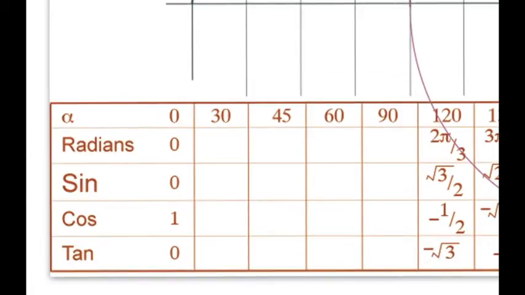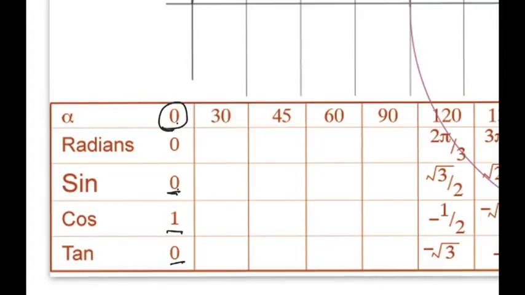Now we're down at the bottom, and let's take a minute and write these numbers in. Notice this. The sine of 0 degrees is 0. The cosine of 0 degrees is 1. Tangent is 0 because it's 0 divided by 1. If you look at this, sine squared plus cosine squared always equals 1. Well, 0 squared is 0 plus 1 squared is 1. 0 plus 1 is 1. That works.